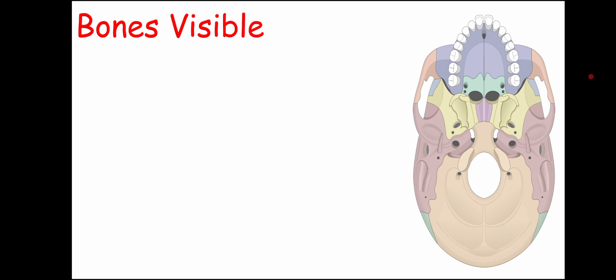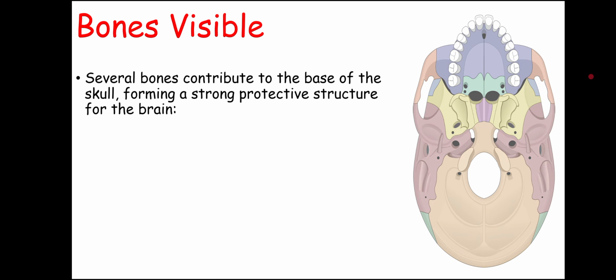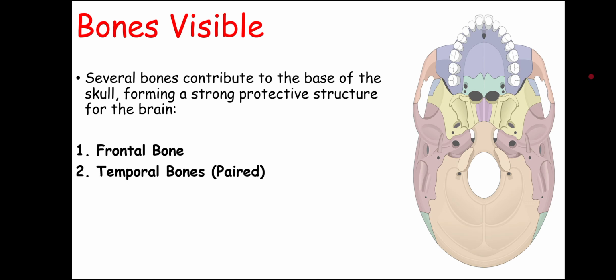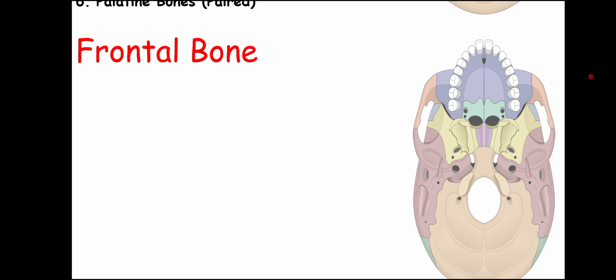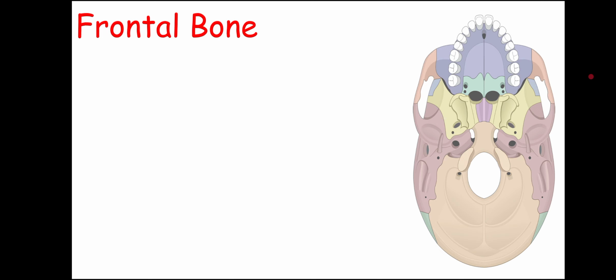Now let's talk about bones that are visible from the Norma Basalis. Several bones contribute to the base of the skull, forming strong protective structures for the brain. And these include frontal bone, temporal bone, sphenoid bone, occipital bone, parietal bone, palatine bone. The first bone we are going to talk about is frontal bone.